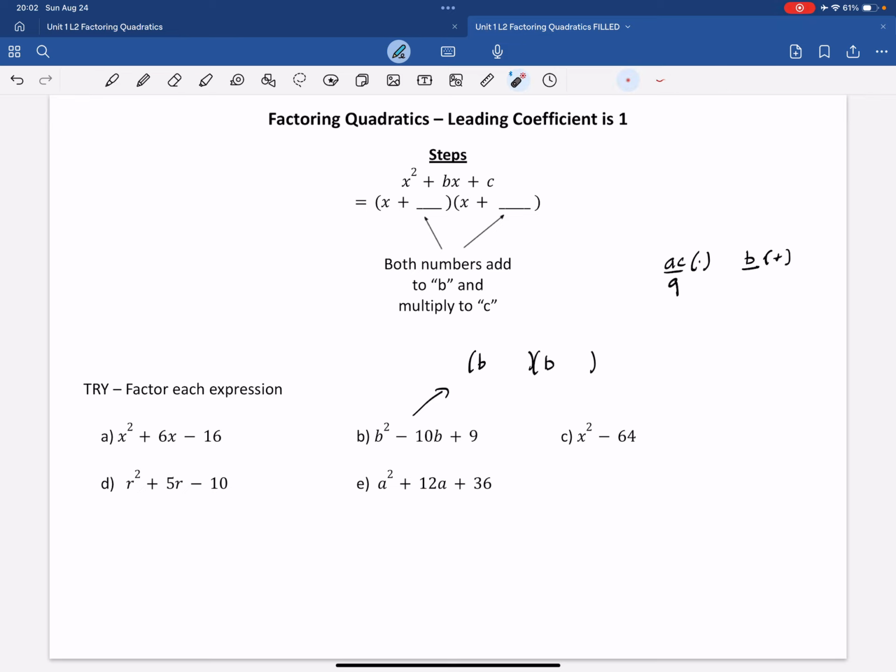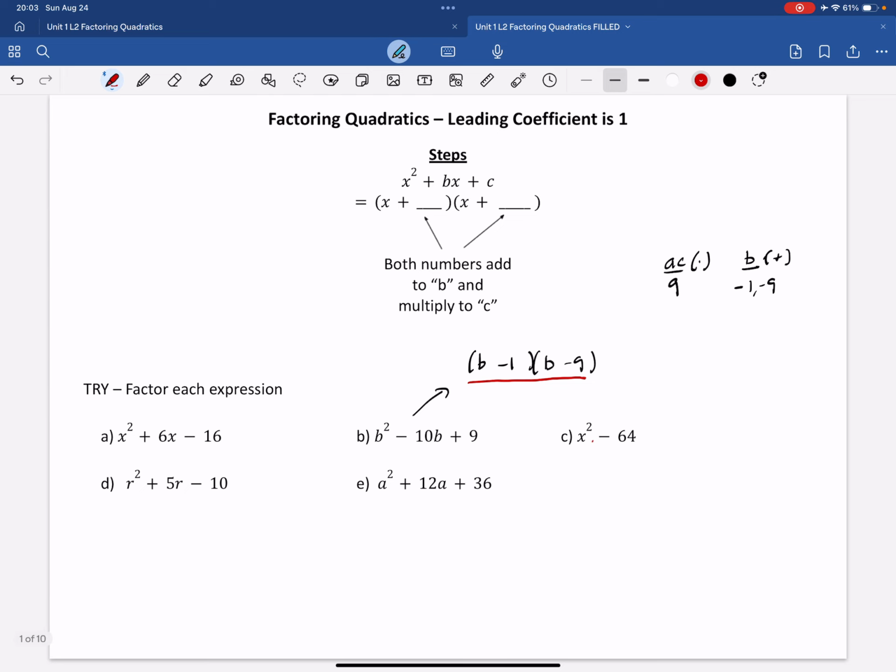Okay, so what two numbers that multiply to be 9 add to be negative 10? Well, that's easy. That's negative 1 and negative 9, right? Those two numbers multiply to be positive 9. They add to be negative 10, okay? And so those are the numbers that we're going to put in. Super easy, right? This is our answer, okay? If we take one more, or let's do a couple more, okay?